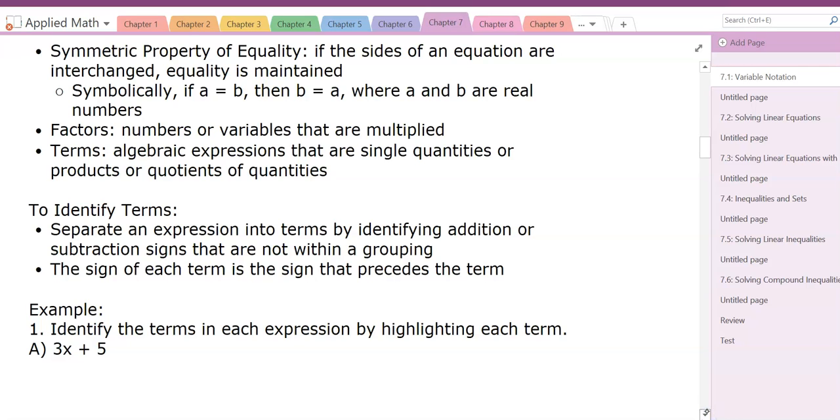Terms are going to be separated by either an addition or a subtraction sign. So they all will have either a plus or a minus sign in between them that separates them out. And the sign of each term is the sign that precedes the term. So if there's a positive sign in front of it, that term would be positive. If there is a minus sign in front of your term, like minus 2x, then 2x would be negative.